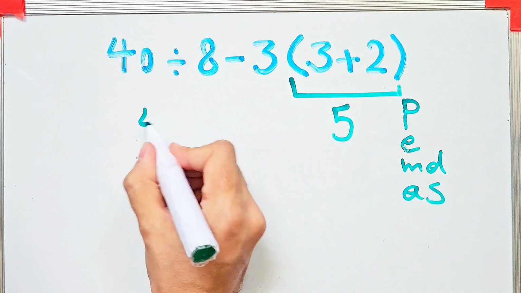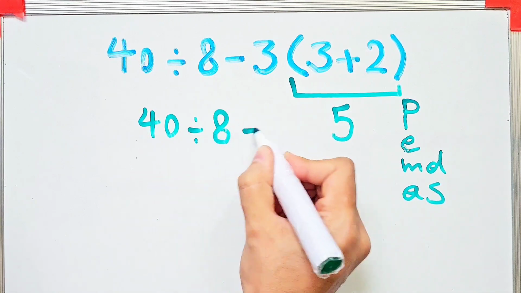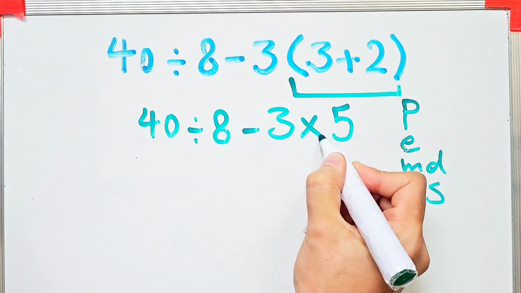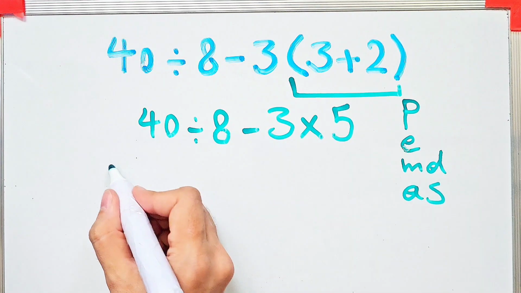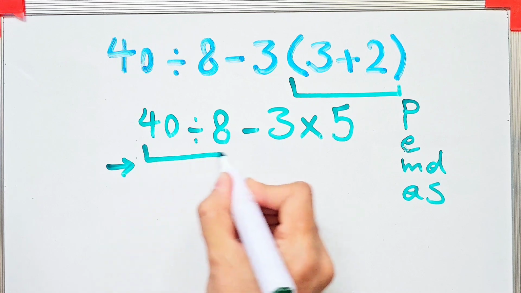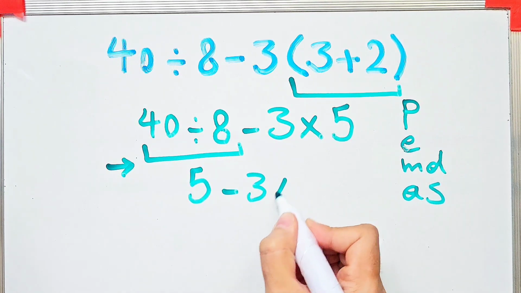3 plus 2 equals 5. 40 divided by 8 minus 3, then times 5. Because we have multiplication and division, and the multiplication and division have the same priority, we start from the left and simplify. 40 divided by 8 equals 5.